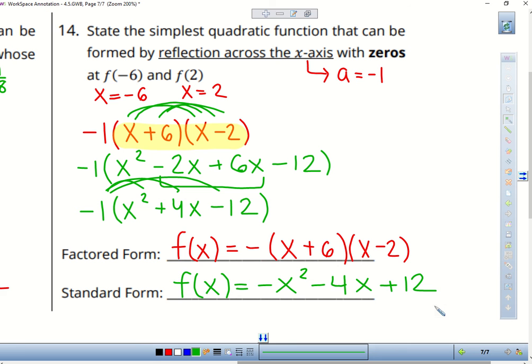So if you want to test out this method, you can work backwards from standard form by factoring out the negative 1, factoring into two binomials, and getting the zeros.